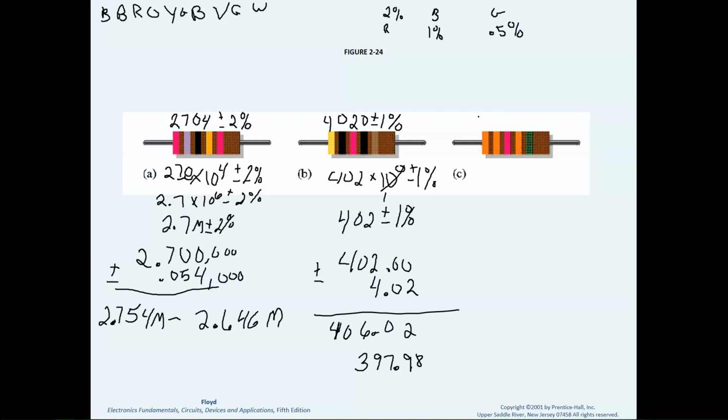All right, so lastly, we come to our letter C over here. And we have orange, orange, red, orange, green. Orange is 3. So everywhere I see an orange, I'm just going to put a 3. And red is a 2. Last band is tolerance, which is green, which means I'm doing plus or minus 0.5%.